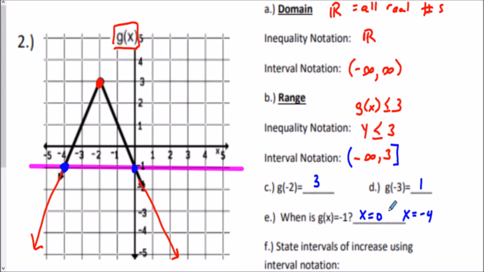So there are 2 answers to this question. In order for you to answer it completely, you do need to include both, right? Because it's just saying, when is it equal to -1? Well, both of these spots are correct, okay?